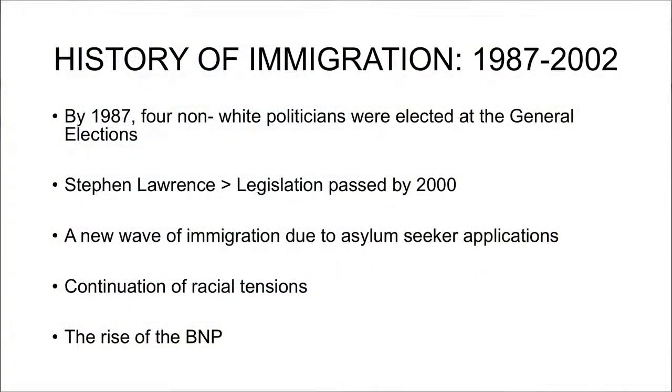So here we are in 1987 to 2002. By 1987, 4 non-white politicians were elected at the general election. There were more black and brown faces, and this was apparently a step towards representation. But I don't really think it was representation. The death of Stephen Lawrence happened in 1993 in a racially motivated attack, and this led to new legislation, but it took someone's death to create some new legislation regarding racial equality. There was a continuation of racial tensions, and there was a new wave of immigration due to asylum seeker applications. We also saw in 2002 the rise of the BNP, with the BNP obtaining 3 seats.